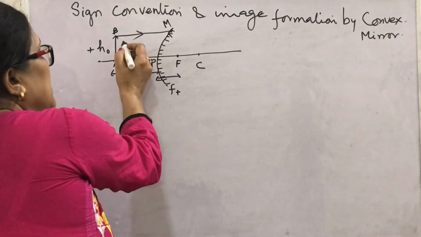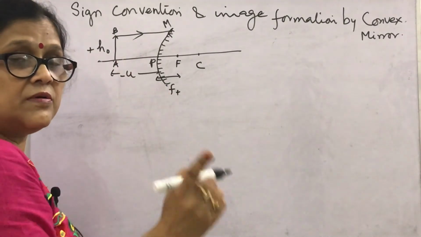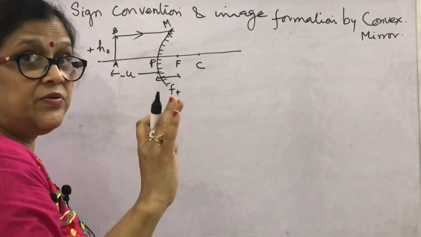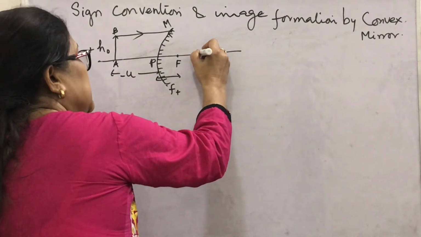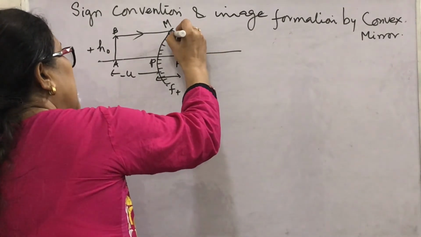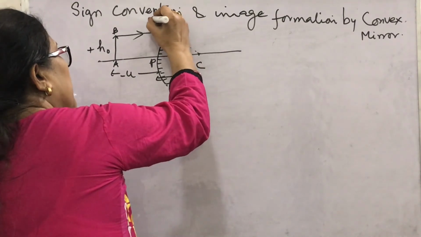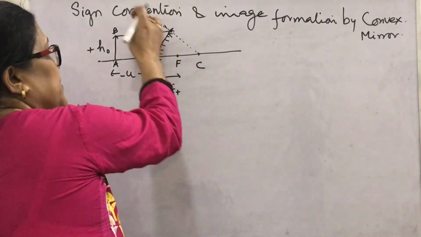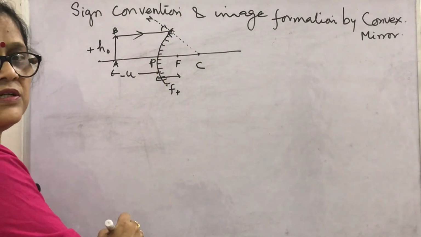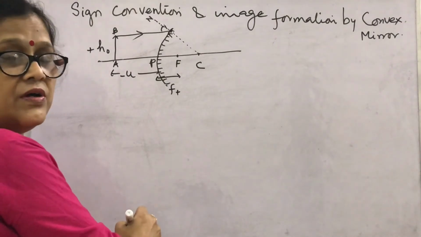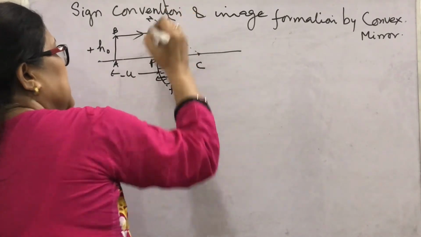The ray is incident at point M. What is this point M called? Point of incidence. What will you do to draw the reflected ray? Look, you will join C with M, and this line CM, you write here N. This will be the normal at the mirror. So what will this angle be? Angle of incidence. The same will be the angle of reflection. So, taking the same angle, you will draw the reflected ray.